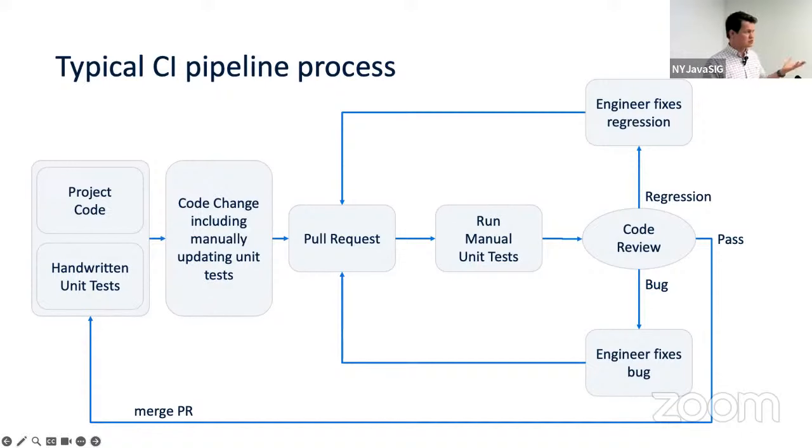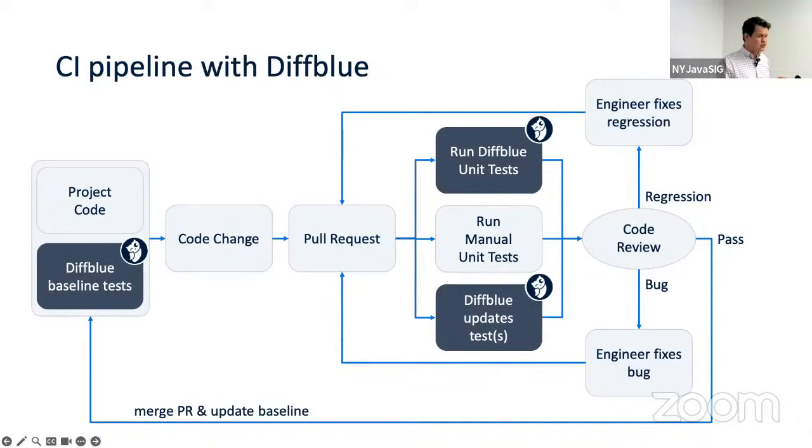So what we can do with reinforcement learning written unit tests is produce that initial baseline set of tests, 100,000 unit tests for your application, and that's protecting the current behavior of your code.